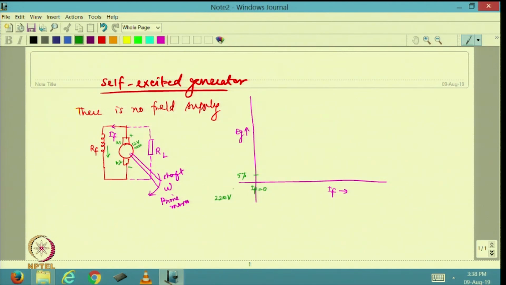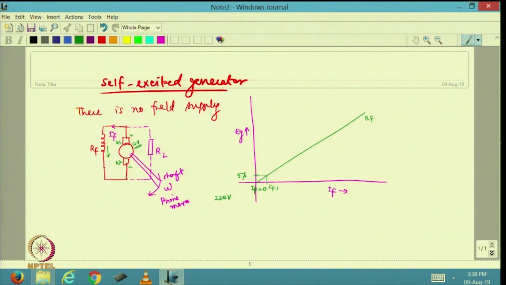Now, to get the magnitude of the field current, I have to draw the resistance line. The slope of this is going to be RF. When this is the current, for this voltage there will be a field current which will correspond to the magnitude of this line. Whatever the slope of this line, that is going to determine the field current. Let us say that is some IF1.